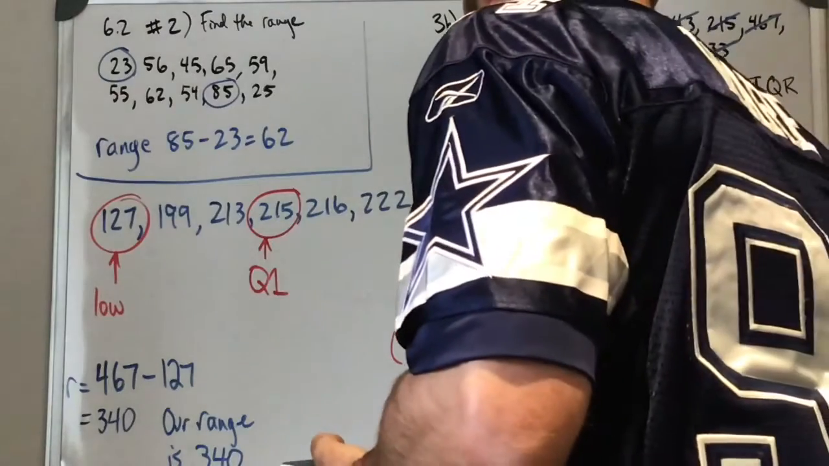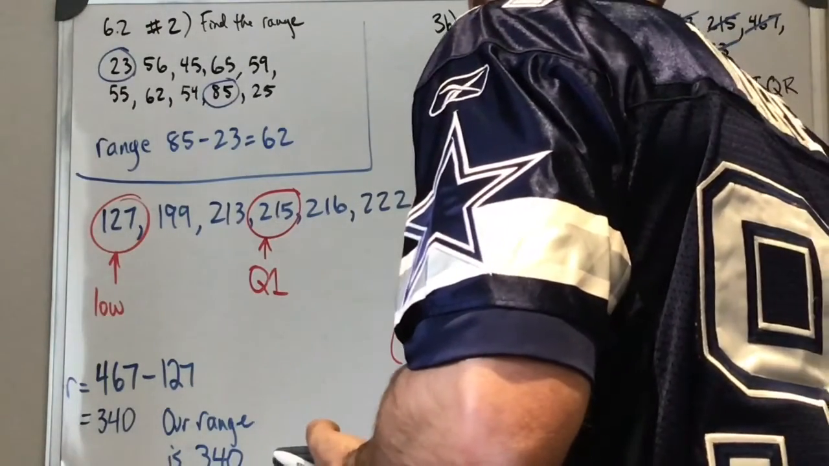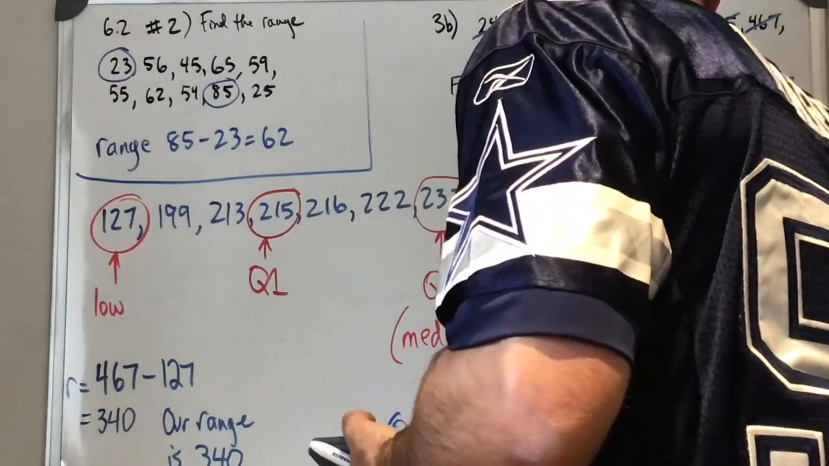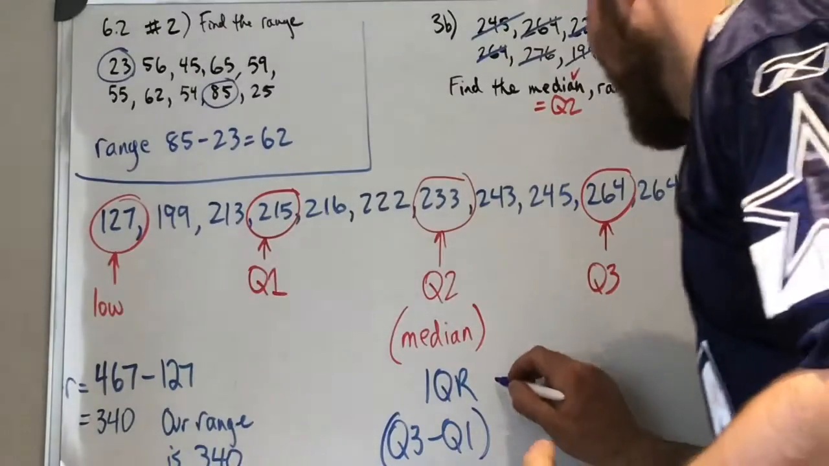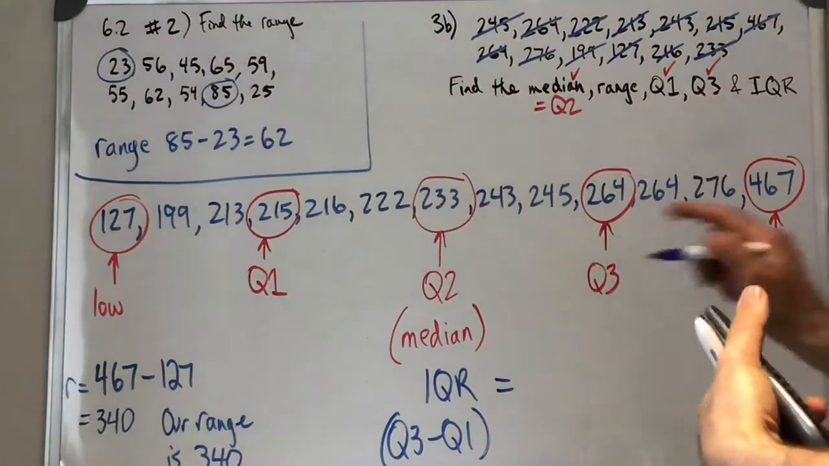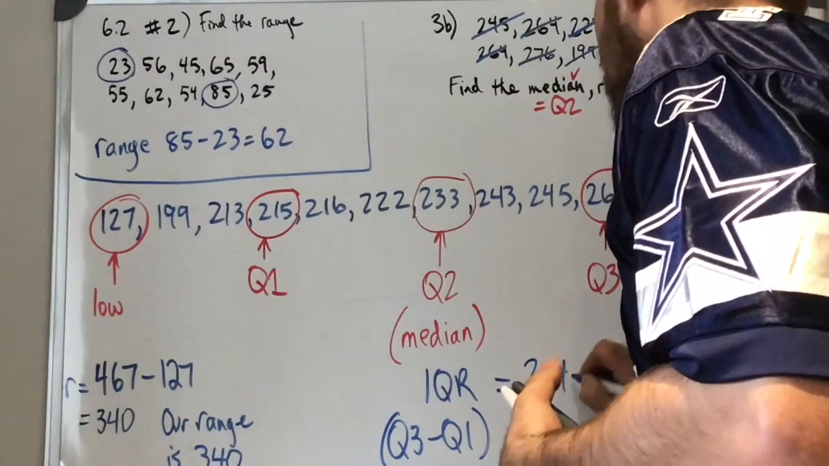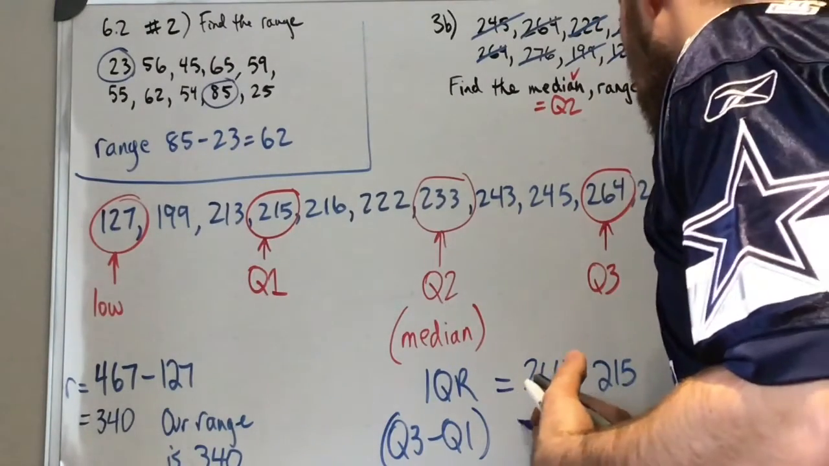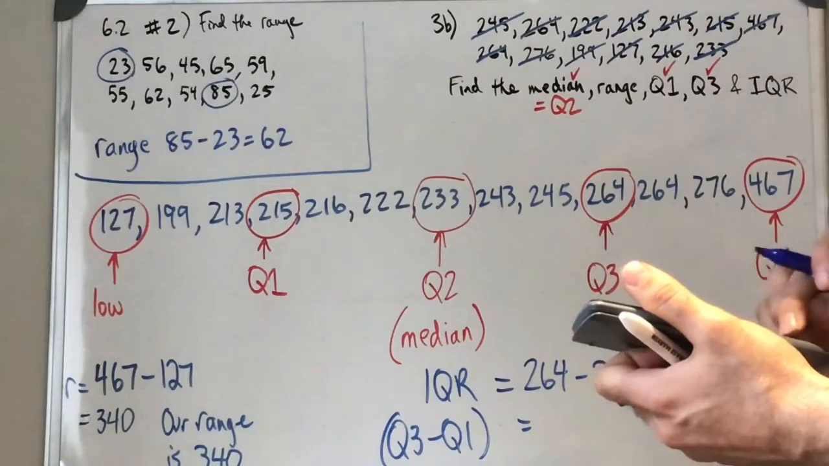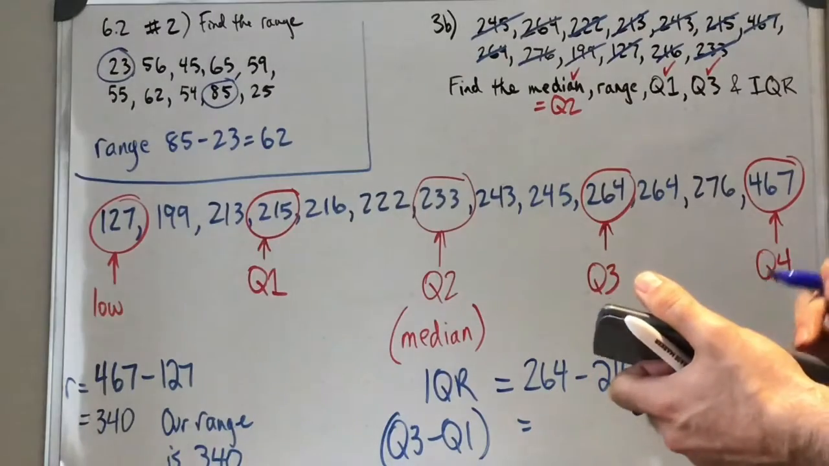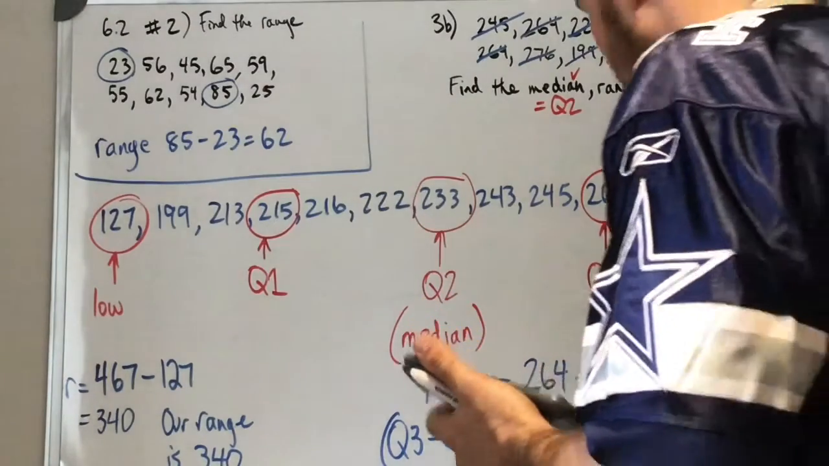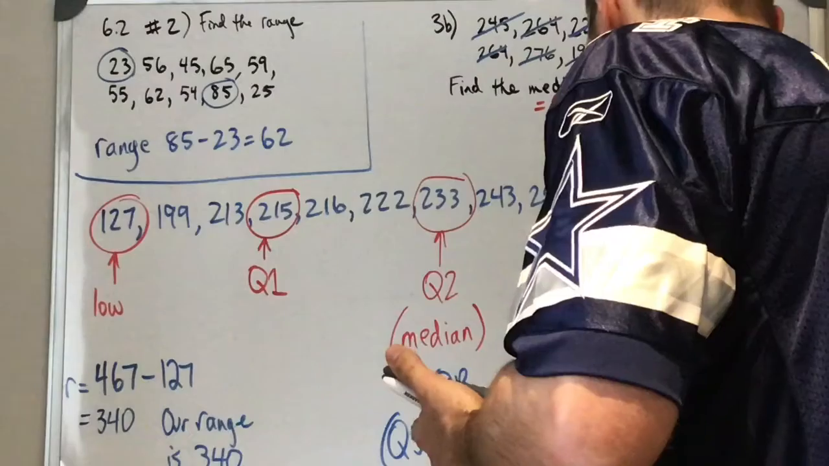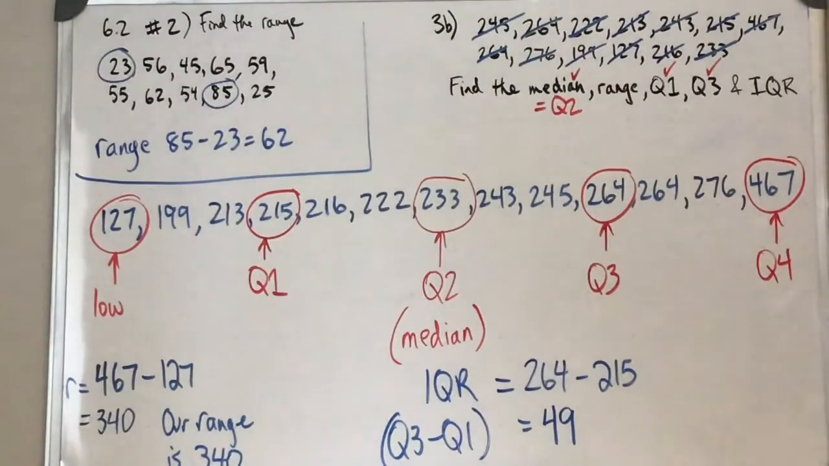Okay, our interquartile range, which is our third quartile minus our first quartile. Apologize for the crying upstairs. We've got 264 minus 215. So we've got an interquartile range of 49.